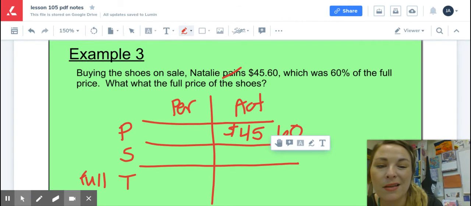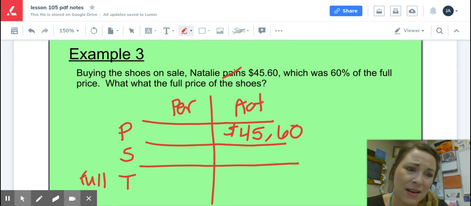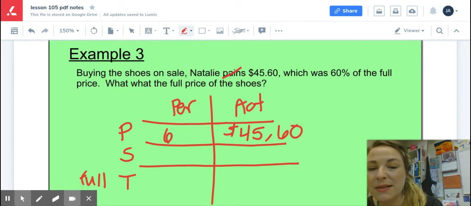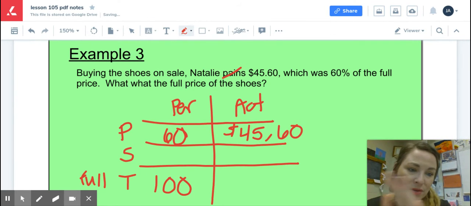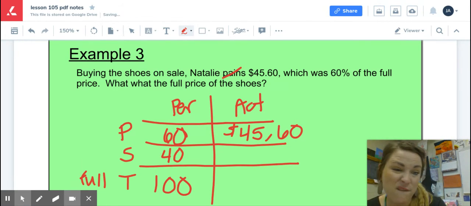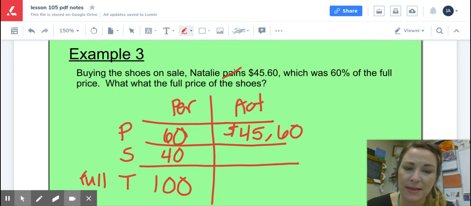Sorry, that's supposed to be a decimal. And that was 60% of the full price. So 60%. Full price would be 100%, right? No discount at all. So if she paid 60%, that would make this box 40%. That's the missing piece.